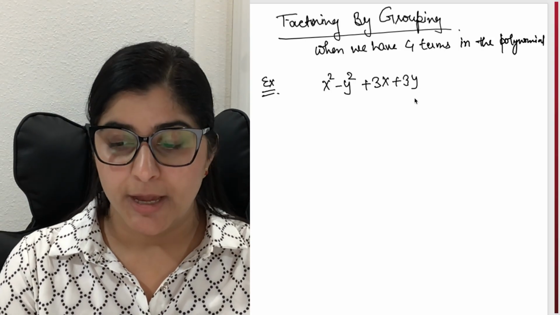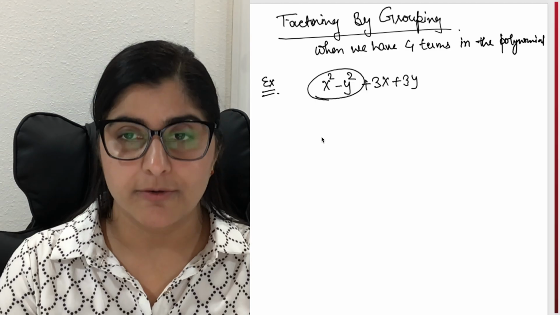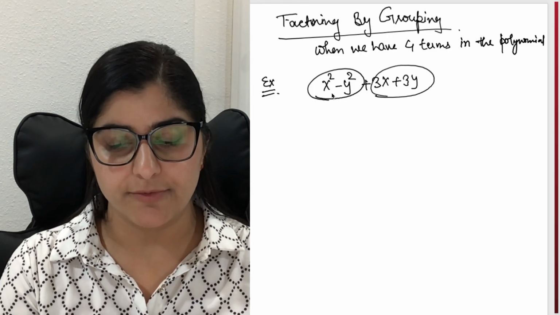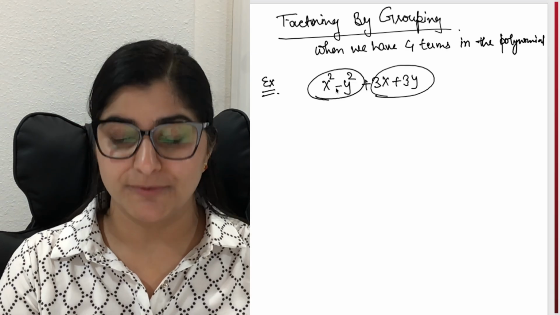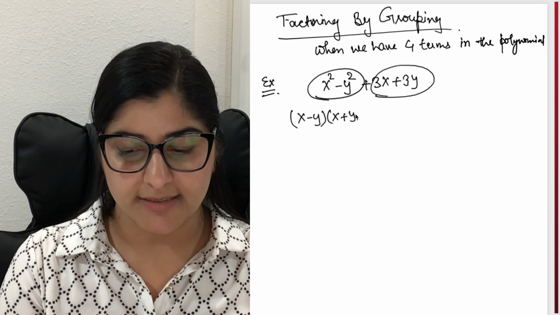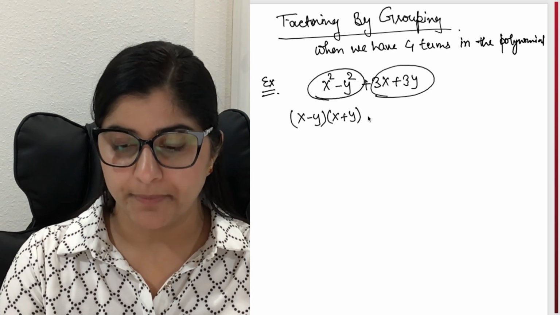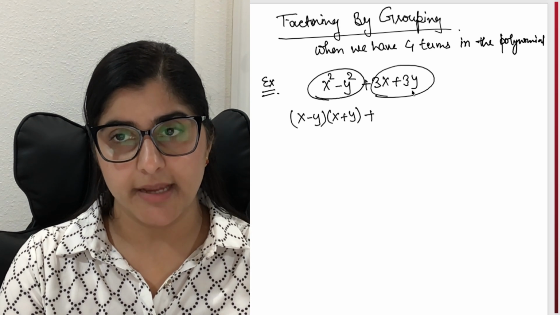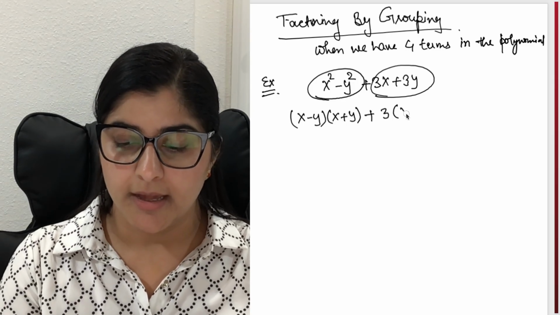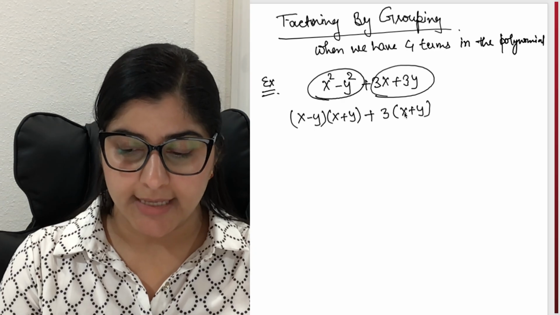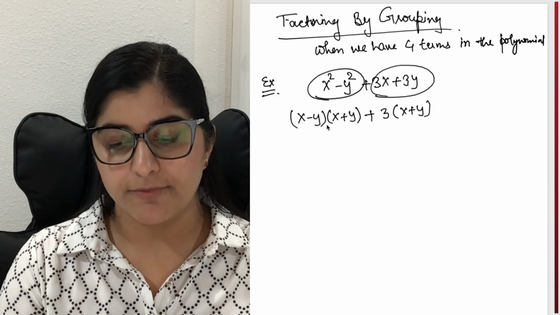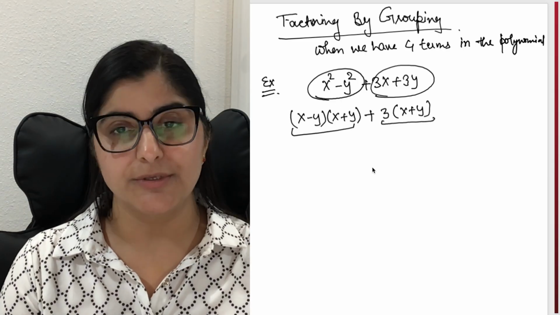From the name it is clear we will make a group of the first two terms and the last two terms. We will see, can we factor this? It is the difference of two squares. We can factor this as a product of two factors with the opposite sign in the middle. Plus, can we factor this? Yes, we can. 3 is common between them. We can factor out 3 and we are left with only x at the first place and only y at the second place. Now in the beginning we had 4 terms, now we are left with only 2 terms.